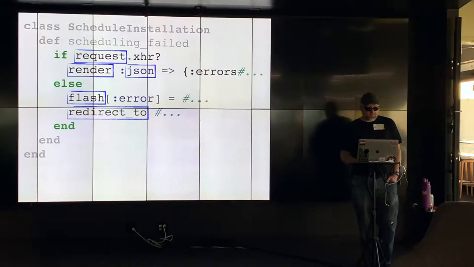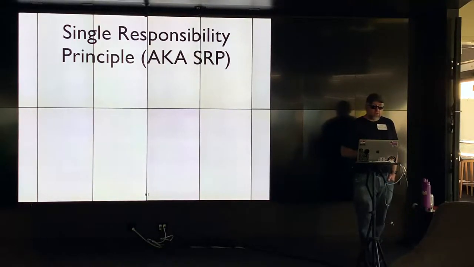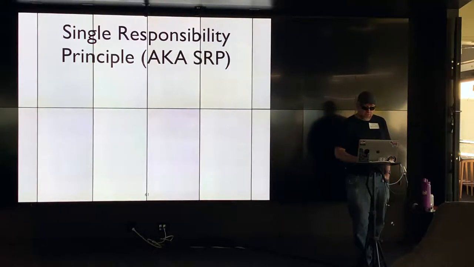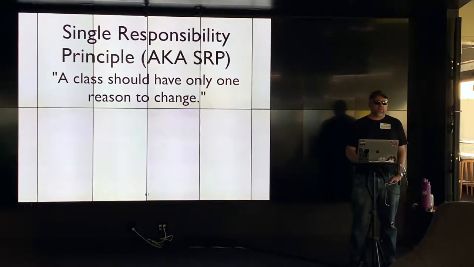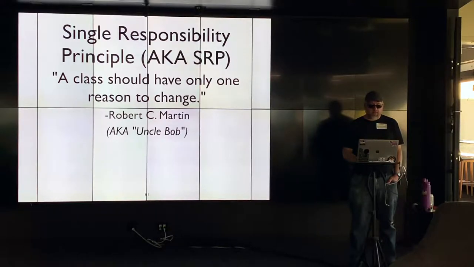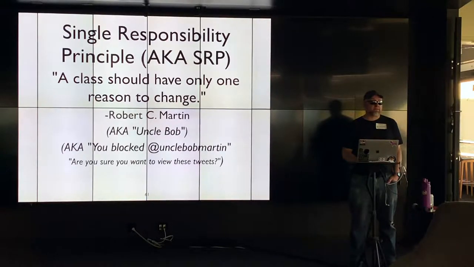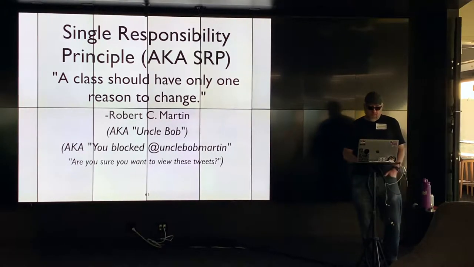And this seems like a good time to mention the single responsibility principle. This principle, which is often referred to as SRP for short, is usually expressed as a class should have only one reason to change. This principle was introduced by Robert Martin, who for some reason likes people to call him Uncle Bob. I prefer to think of him as that guy I blocked on Twitter because I don't have the time or energy for his bullshit. But you know, he has some good stuff to say if you can get past his politics.